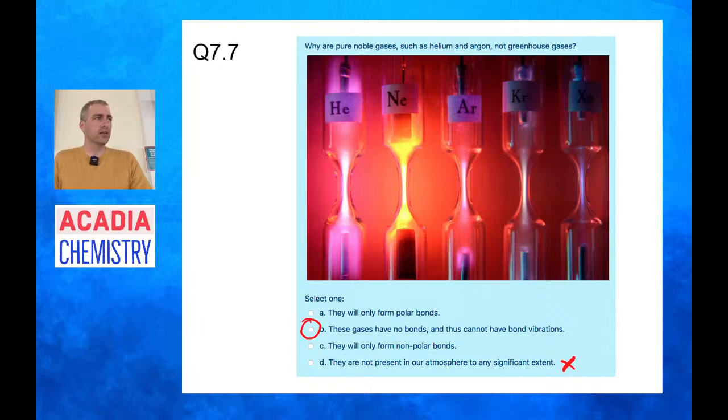It's like 1% of our atmosphere. So there's a lot of argon. If it could absorb infrared light, we'd have way higher surface temperatures here on Earth than we do have.